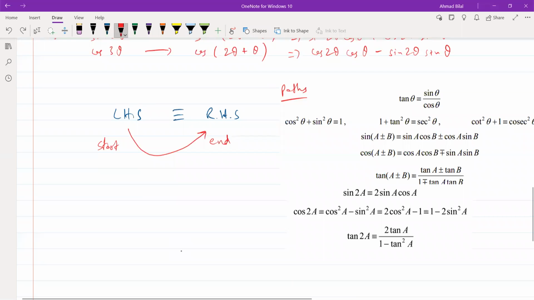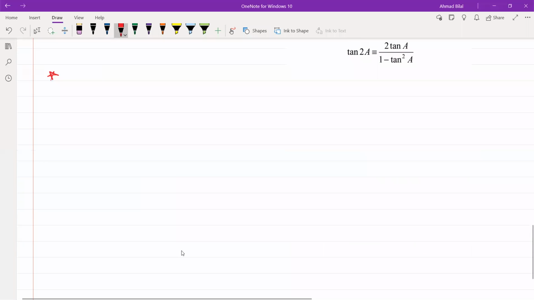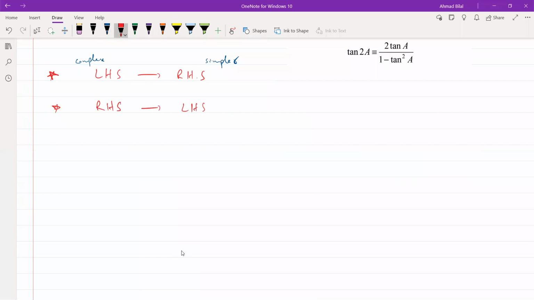अच्छा, इसी के साथ एक और चीज तो मुझे भी याद आई. Sometimes what you can do is you can go from the left hand side to the right hand side. Right, left hand side अगर ज्यादा कॉम्प्लेक्स है और right hand side less कॉम्प्लेक्स है, तो आप लेफ्ट हैंड साइड से राइट हैंड साइड पे जाओगे. Sometimes if the right hand side is more complex, you go from the right hand side to the left hand side. Of right hand side से start करते हो and you go to the left hand side.